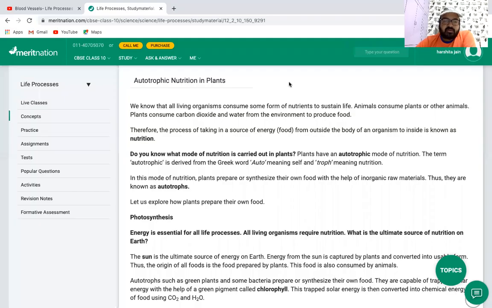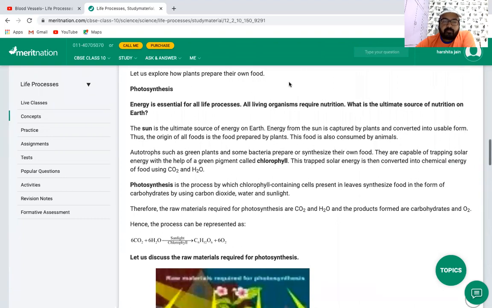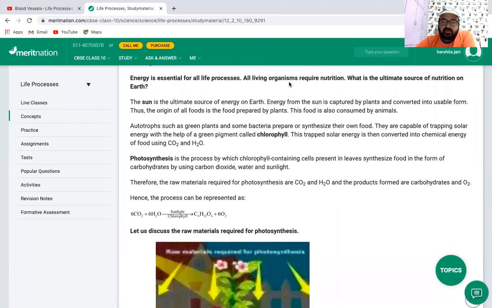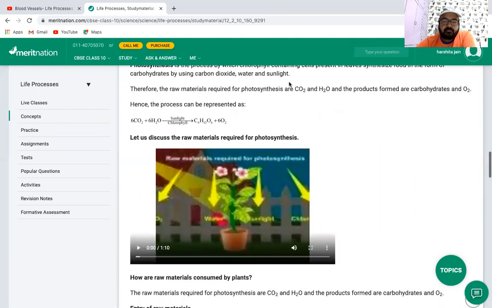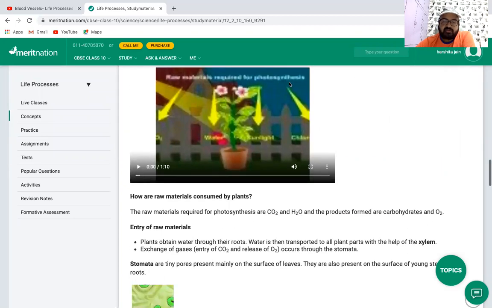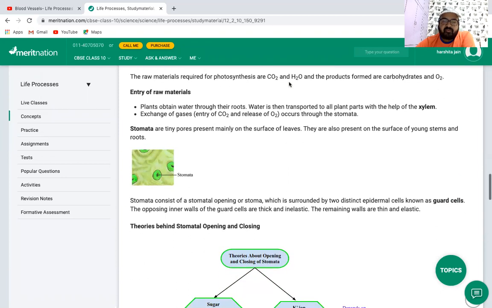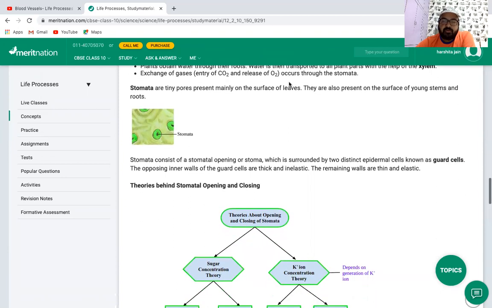Next is autotrophic nutrition in plants. This we also know. We know that some use sunlight for making food, some use chemical energy also. We know the raw materials discussed, so I'm not using this video. Xylem, phloem, we know. Stomata, we know.